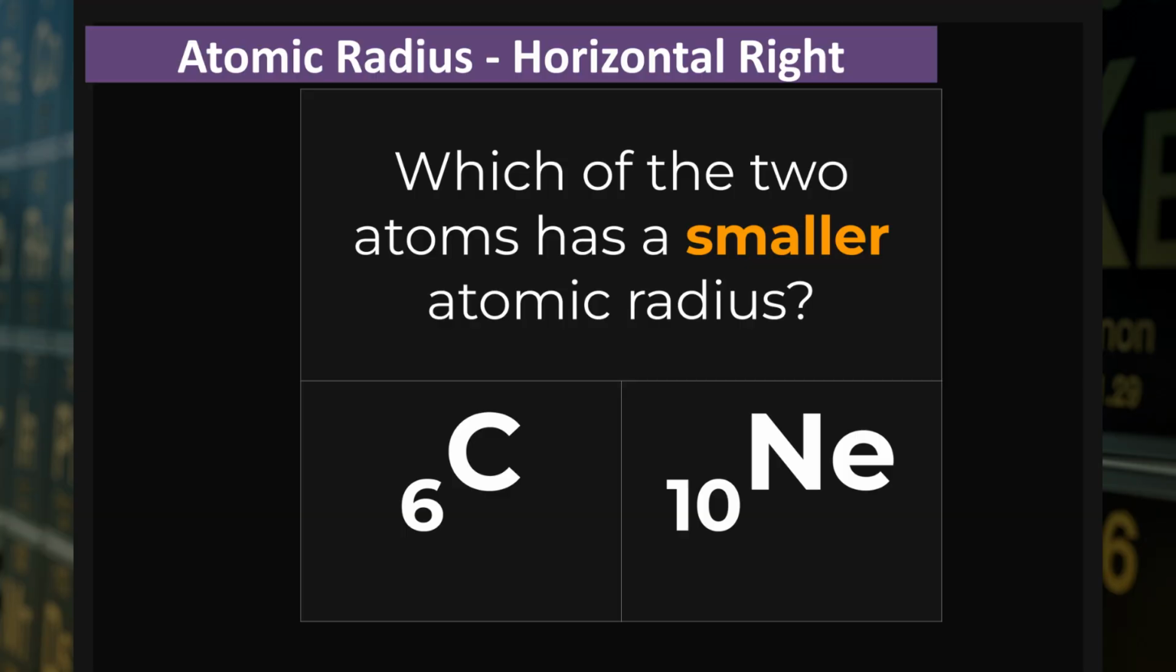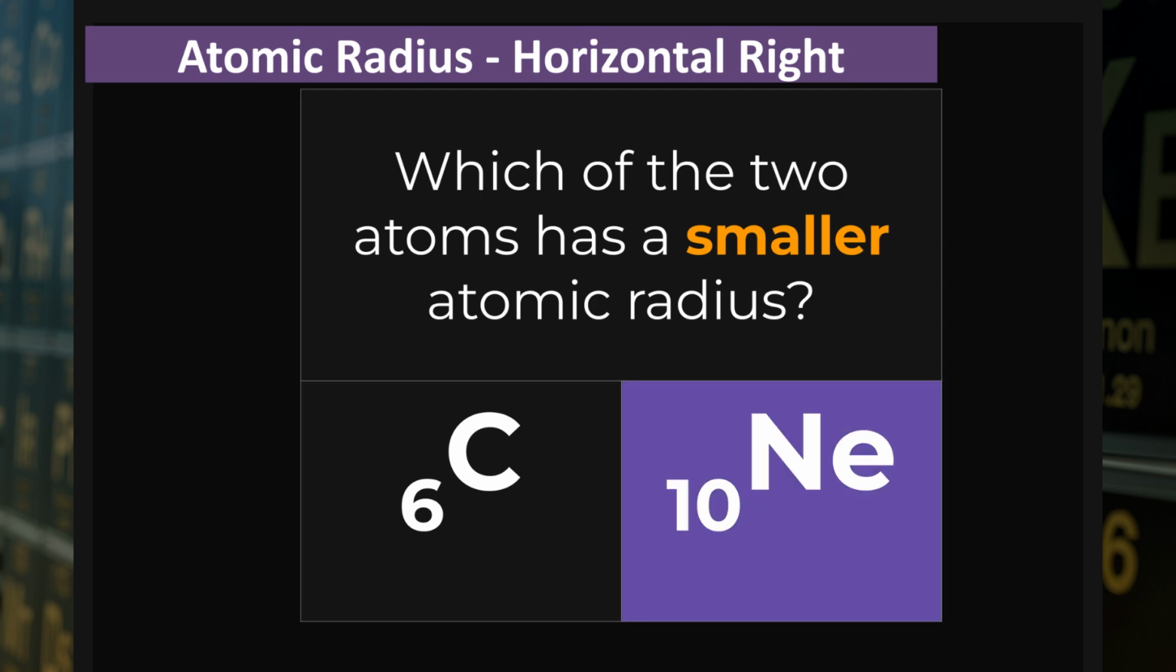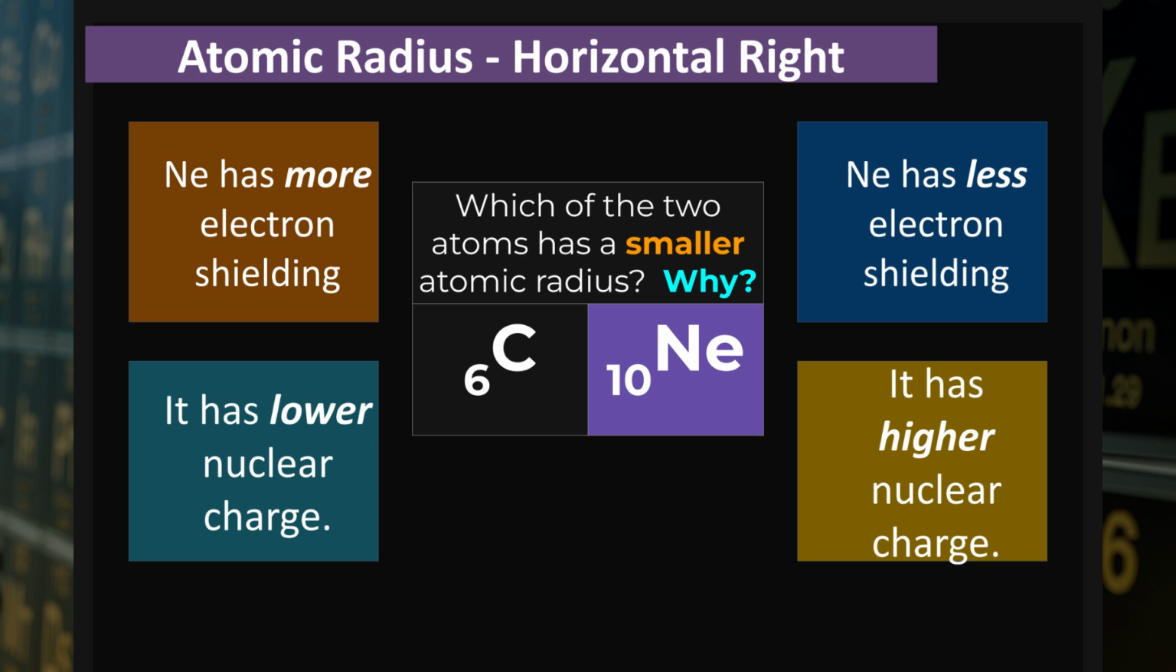Let's try one more practice problem about the atomic radius as we make a horizontal right on the periodic table. Which of these two atoms has a smaller atomic radius? Is it going to be carbon or neon? I hope you chose neon, but the question is, why is neon smaller? Is it because neon has more electron shielding or less electron shielding? Is it because neon has a lower nuclear charge or a higher nuclear charge than carbon?